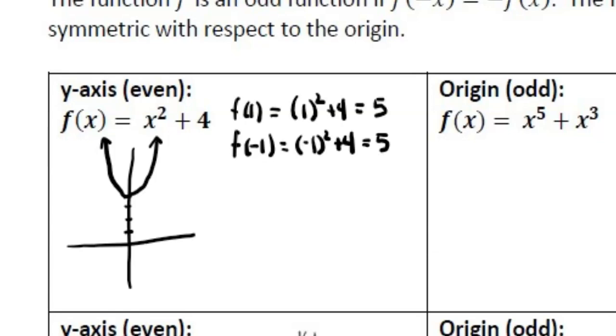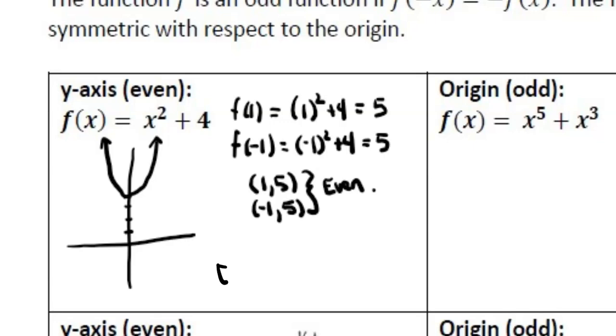And because these are equal, because we have the point 1, 5 and negative 1, 5, then we say that this is an even function and that it's symmetric about the y-axis.